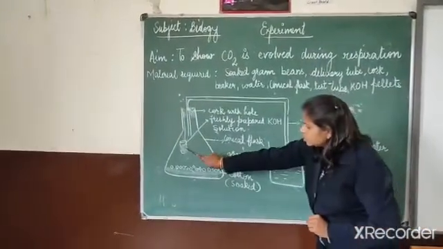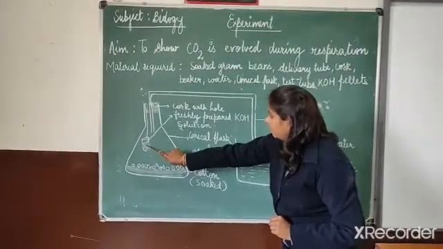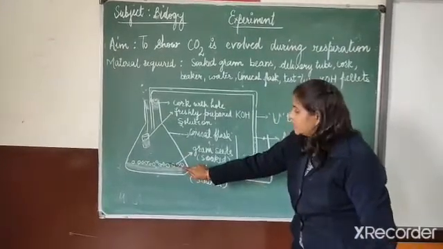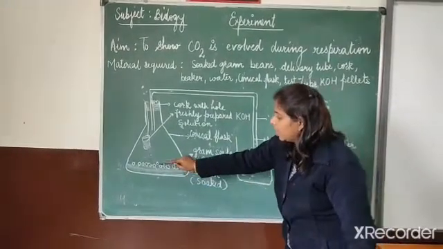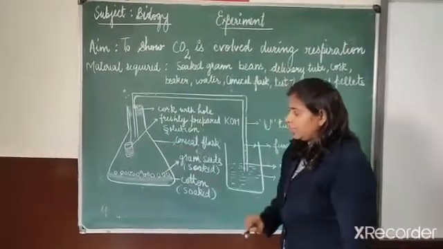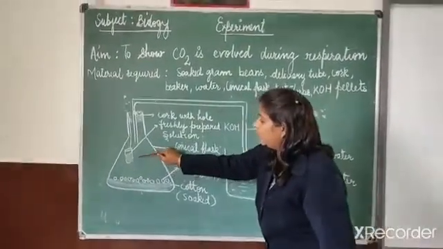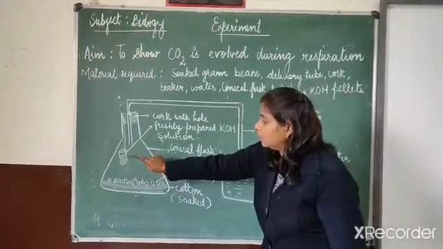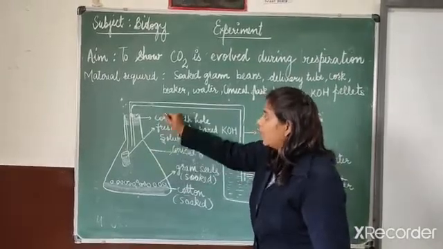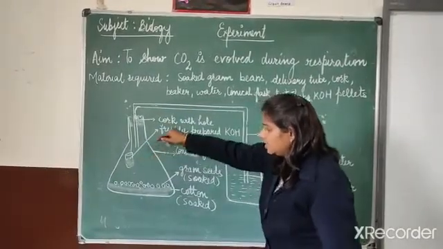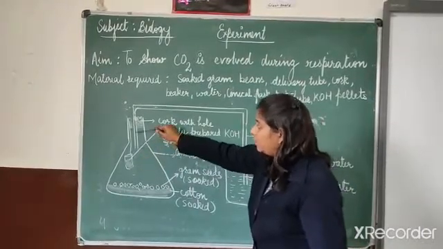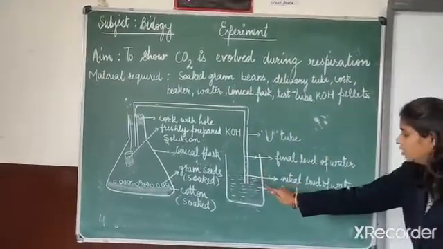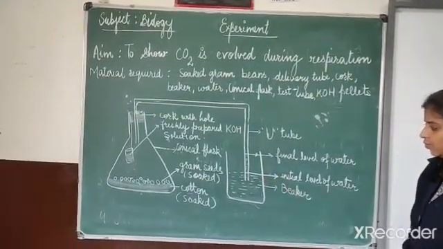This is the same setup as you can see. This is the freshly prepared KOH solution I have taken, that is potassium hydroxide. Now these are the gram seeds. When they show respiration, carbon dioxide will evolve, and this carbon dioxide will be absorbed by this KOH solution, and it will form potassium carbonate. So now what will happen? A vacuum will be created inside the flask. Due to the vacuum, this is the initial level of the water, as you can see.